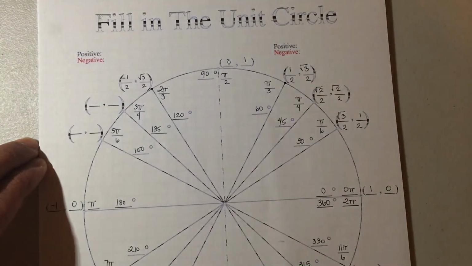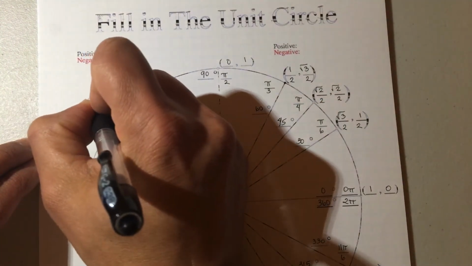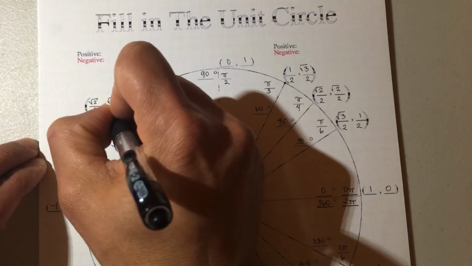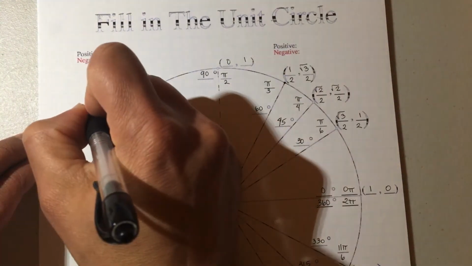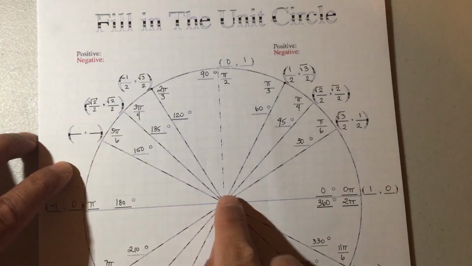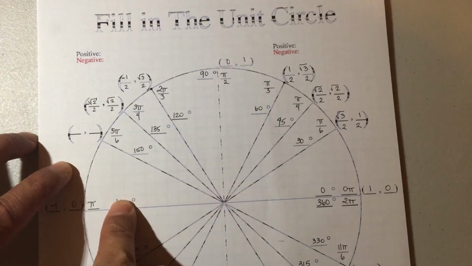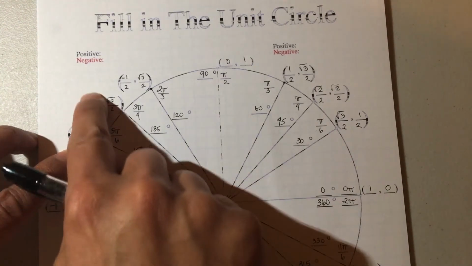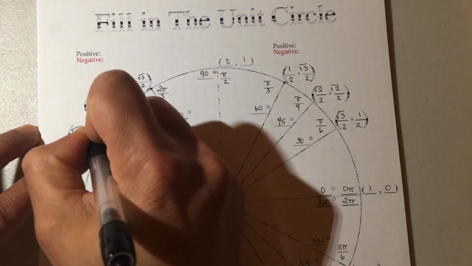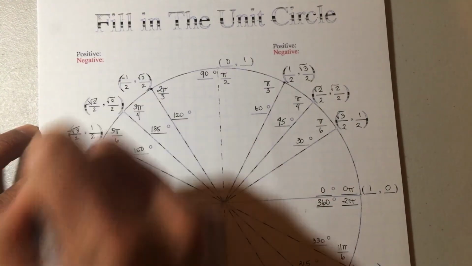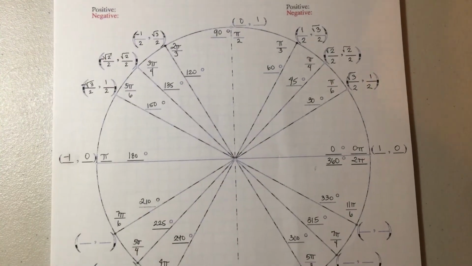This guy's negative. What about this guy? Same thing over here. Radical 2 over 2, radical 2 over 2. The only difference is because we're going left, it's negative. In order to get to this point, you got to go left and then you got to go up. Going up is positive, but because we go left, the x coordinate is negative. What about this guy? Same thing. Radical 3 over 2 and then 1/2. The only thing is the x is negative. All right? Beautiful. Now, what about this?